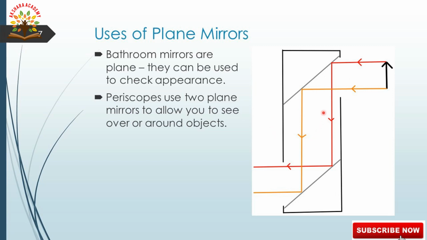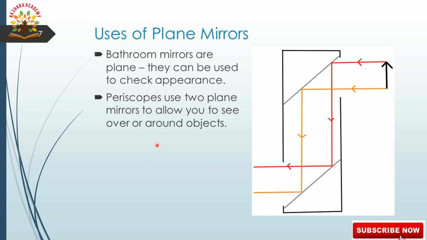Here we are using two plane mirrors. This is one plane mirror, and this is another plane mirror, and these two plane mirrors are situated at an angle of 45 degrees, and this is the periscope. Periscopes are used in submarines.